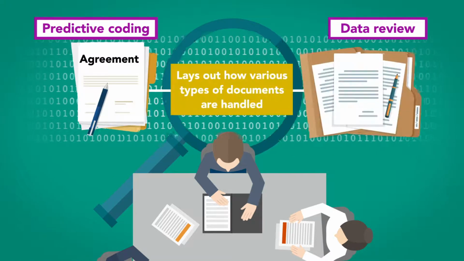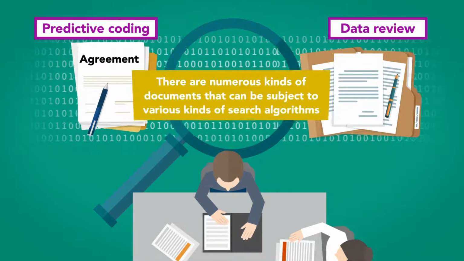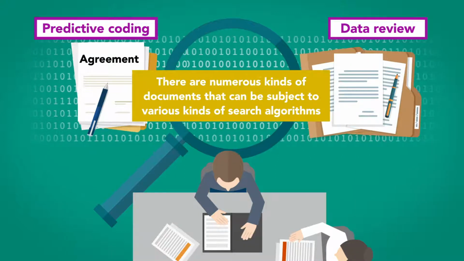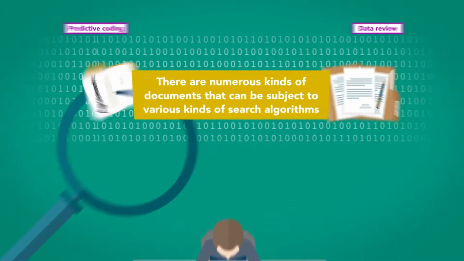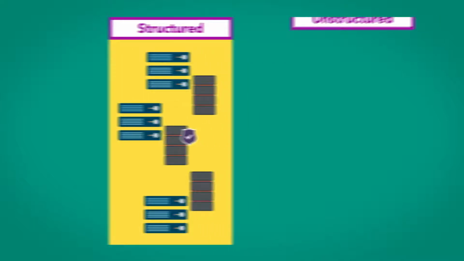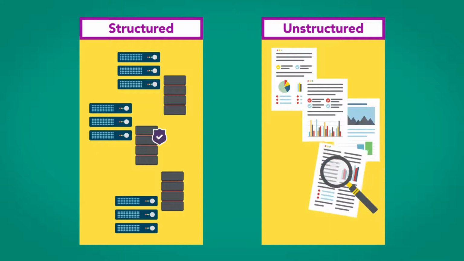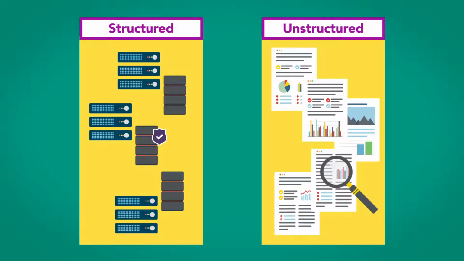The agreement also lays out how various types of documents are handled. There are numerous kinds of documents that can be subject to various kinds of search algorithms. Data can be found in both structured formats, like databases, and unstructured formats, like word processing documents. It is much more difficult to extract data from structured than from unstructured formats.